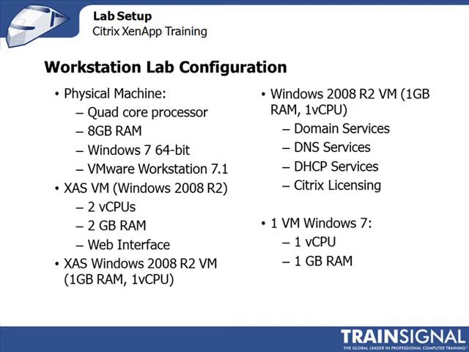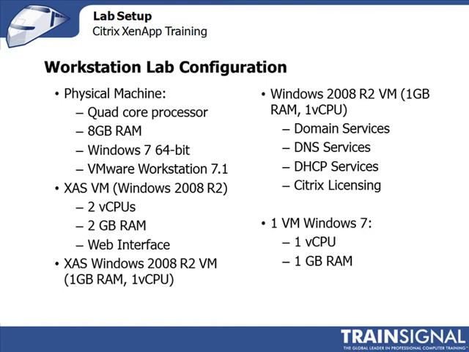However, from a workstation lab perspective, for the majority, I would say for maybe 95 or 98% of this series, I'm going to be on a workstation that has a quad-core processor, 8 gig of memory, and Windows 7 64-bit running on it, and I'm going to have VMware Workstation 7.1 as a Type 2 client hypervisor that's going to allow me to virtualize the following virtual machines.